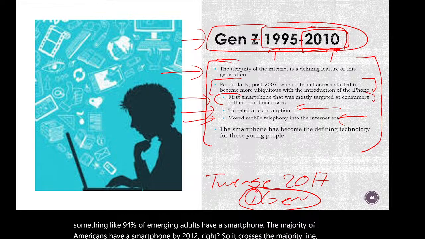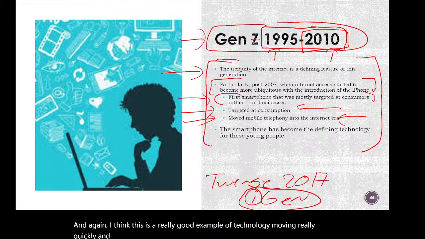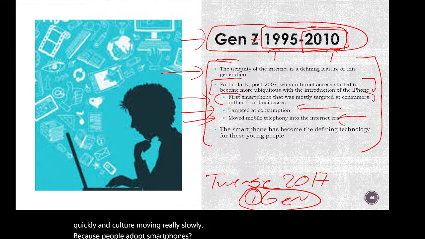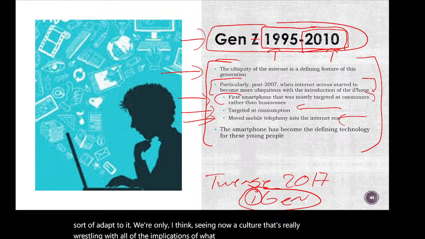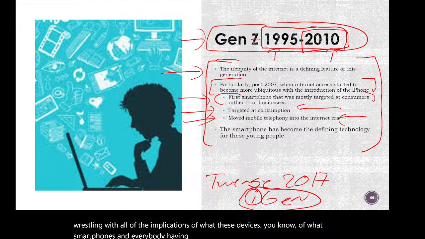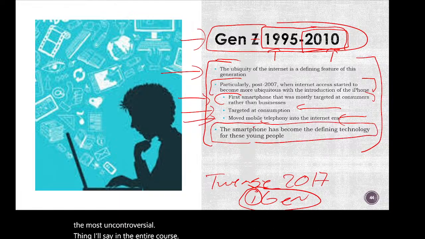And again, I think this is a really good example of technology moving really quickly and culture moving really slowly. Because while people adopt smartphones really quickly, culture takes a long time to sort of adapt to it. We're only, I think, seeing now a culture that's really wrestling with all of the implications of what smartphones and everybody having a smartphone does to a culture and does to young people in particular. But the smartphone, and I think this is probably the most uncontroversial thing I'll say in the entire course, has become the defining technology for Gen Z, right?